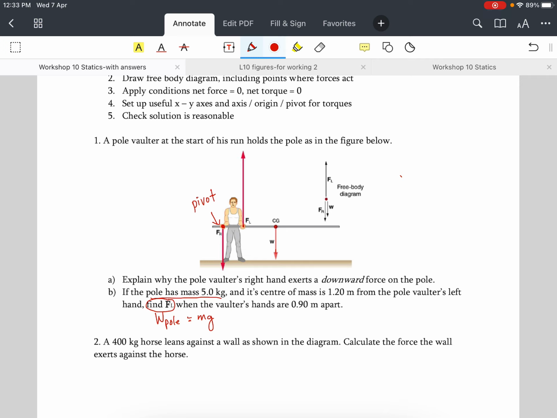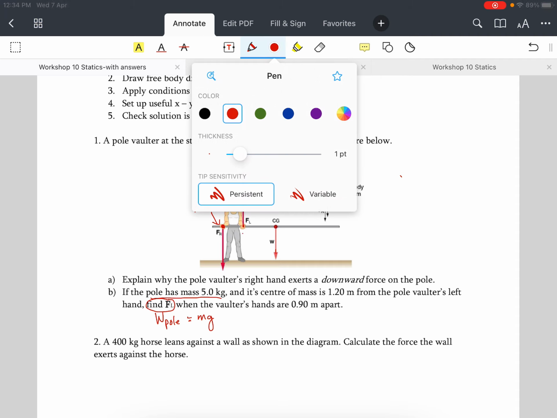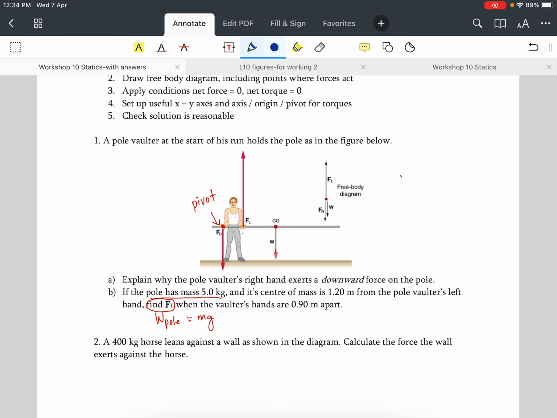So we're given in the problem that the pole vaulter's left hand and right hands are 0.9 meters apart. So we're given the distance between the left hand and the right hand, okay, 0.9 meters apart.